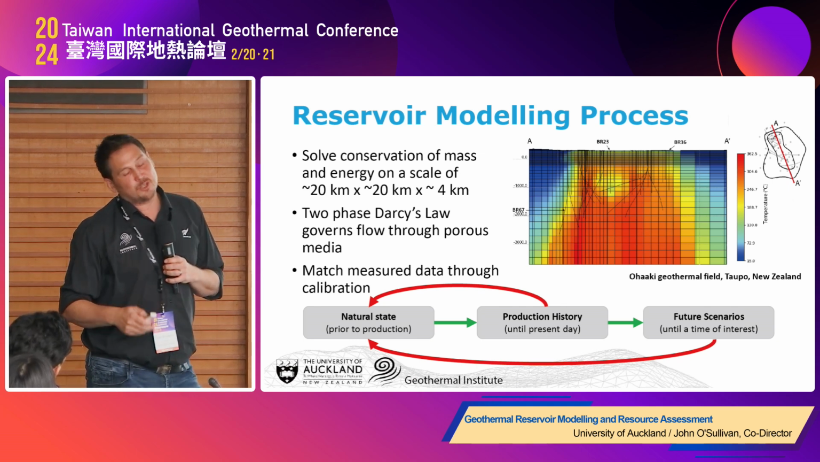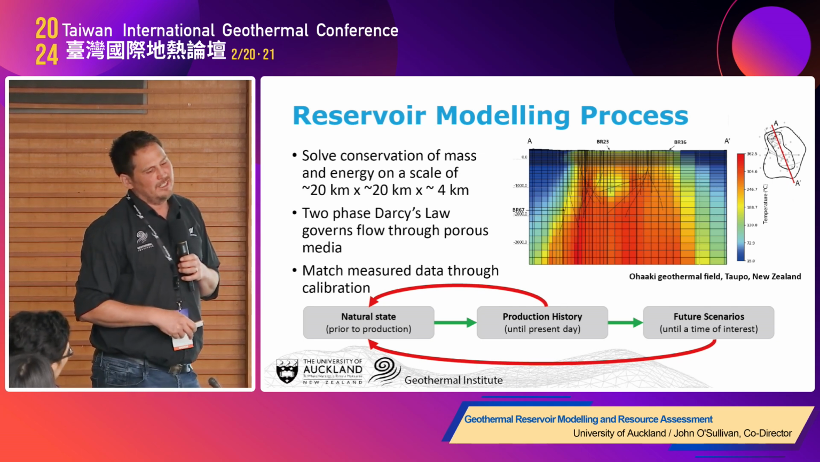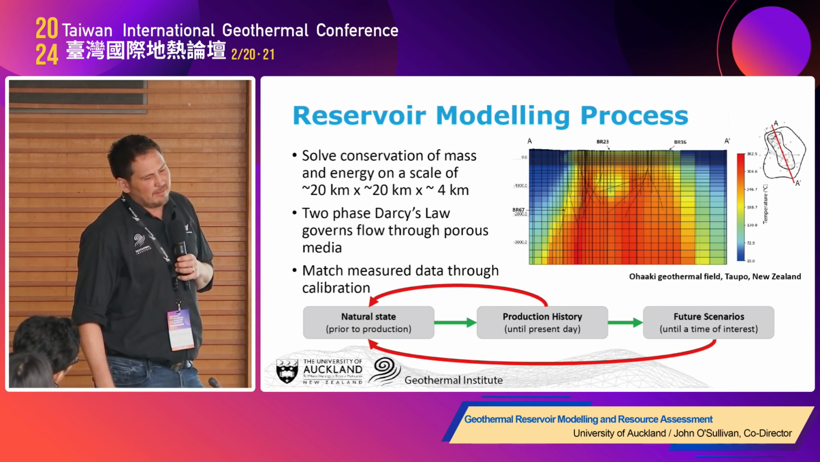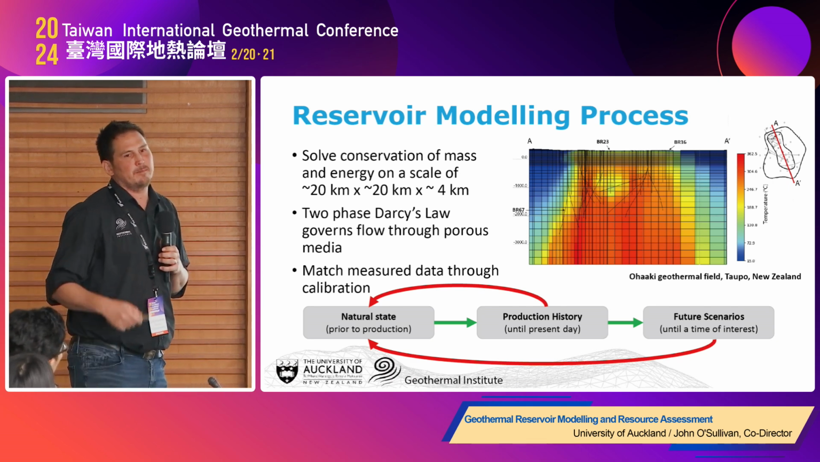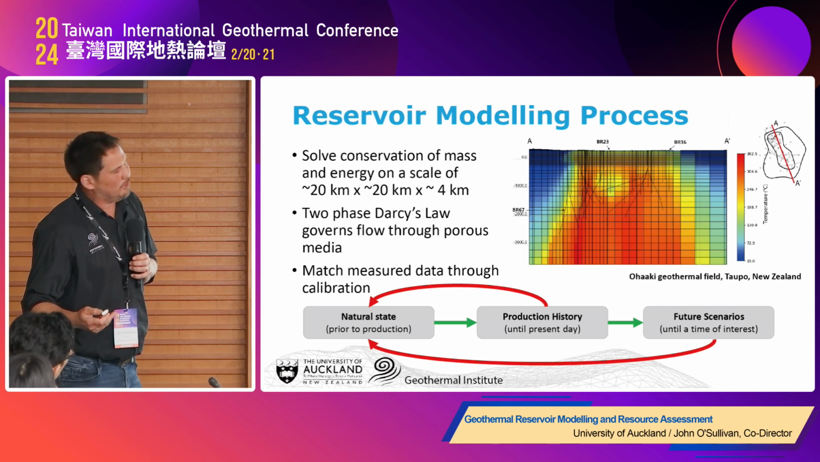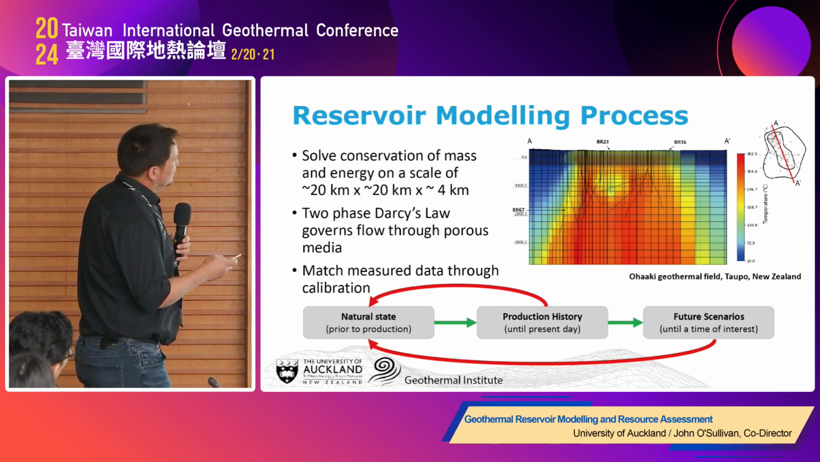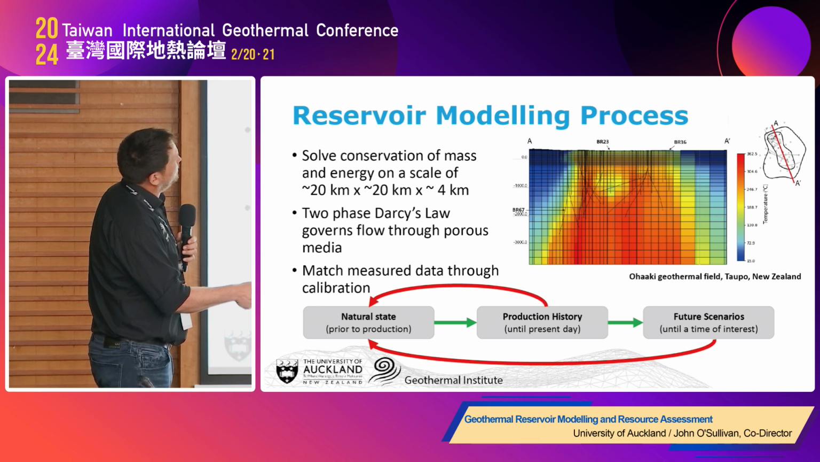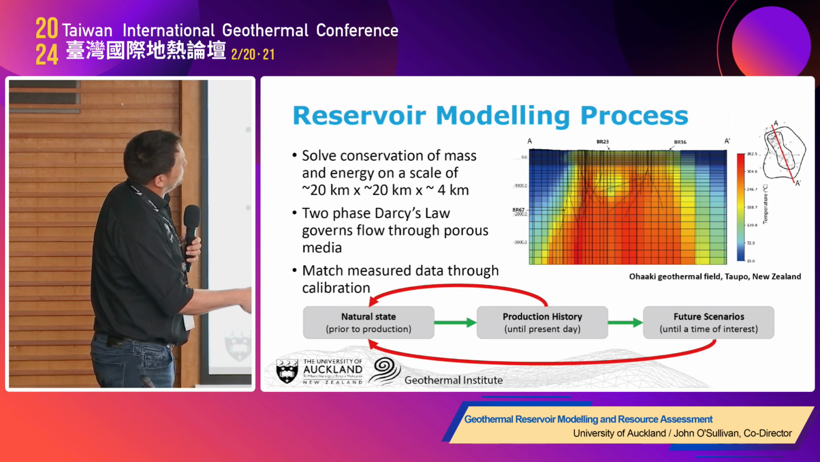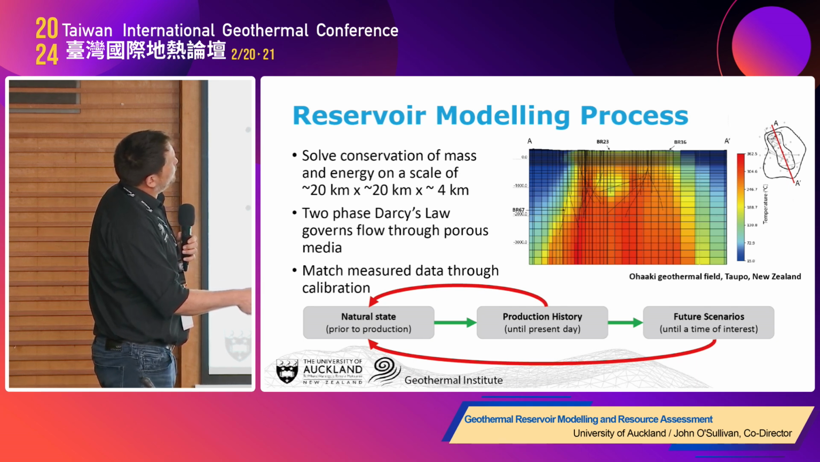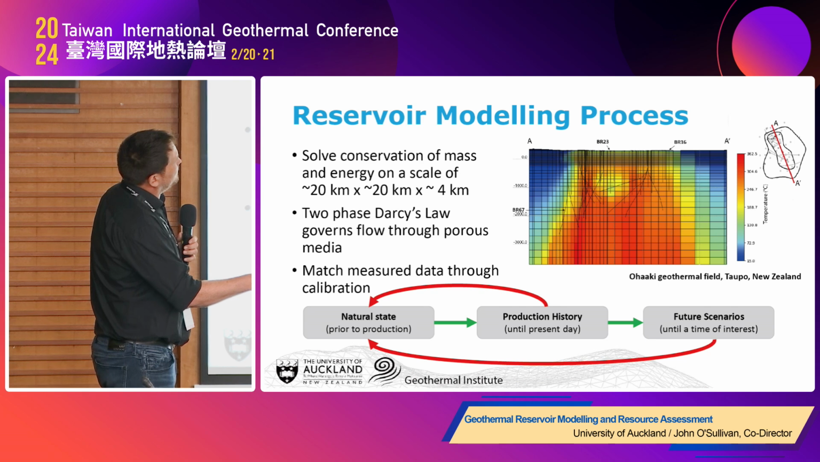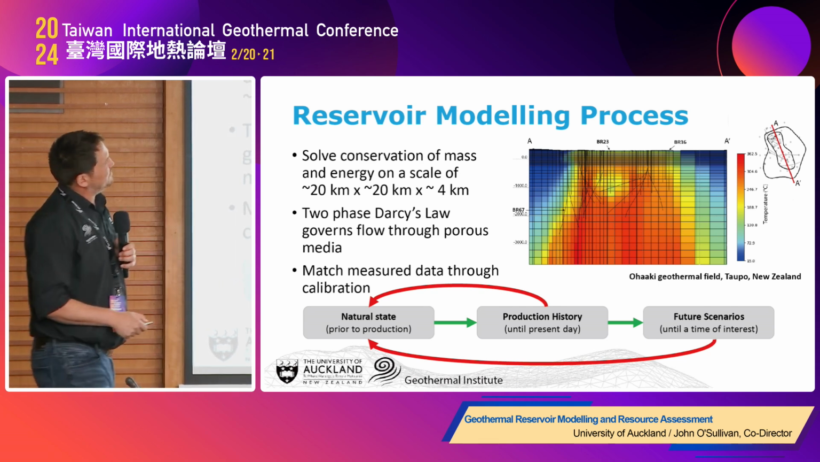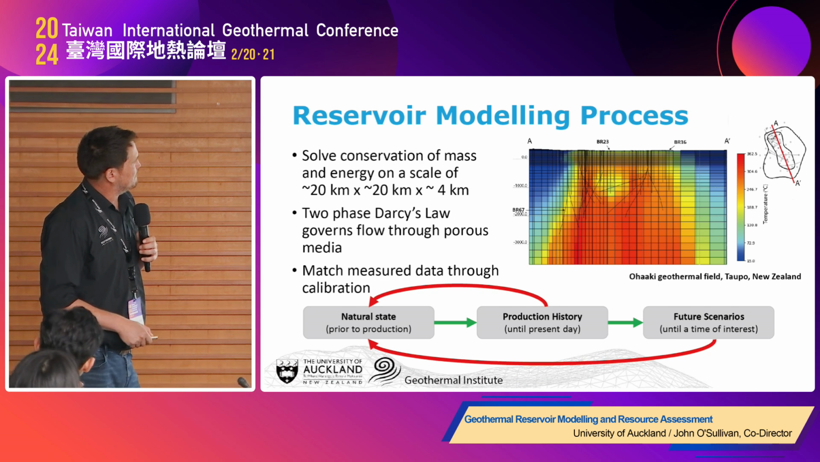And we solve the two-phase Darcy's law which governs the flow through porous media. And then the idea is that you're trying to match the measured data through the calibration process. So this is actually our Ohaki model. This is a cross section through it going down to about 3,500 metres deep, and you can see again there's an upflow that sort of splits into two parts as it gets into the shallower reservoir.